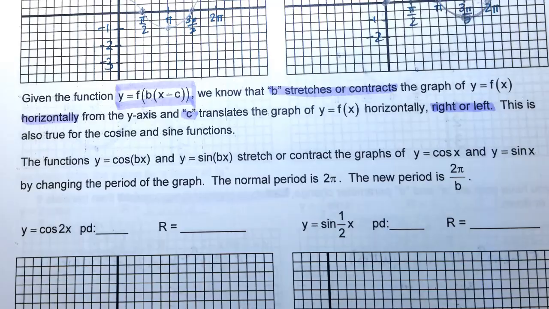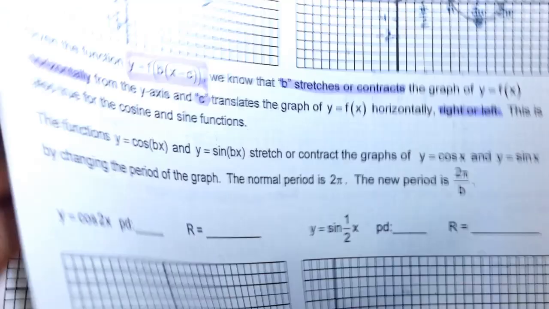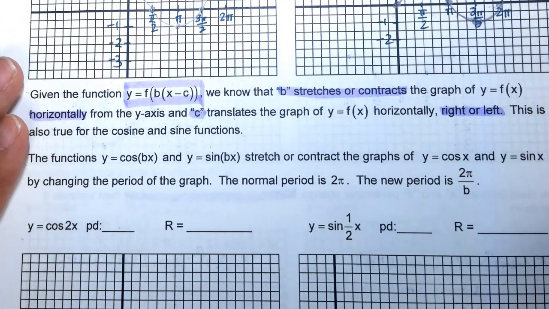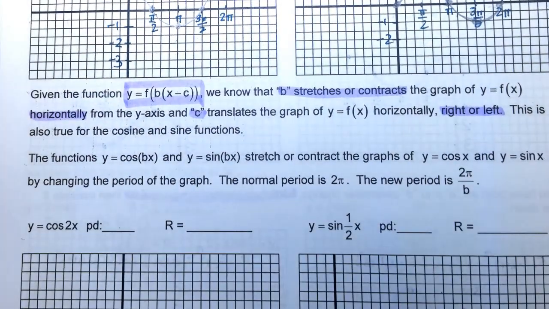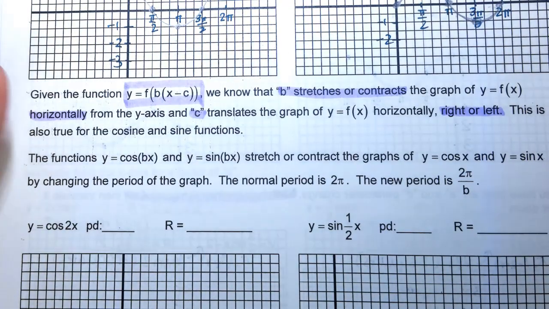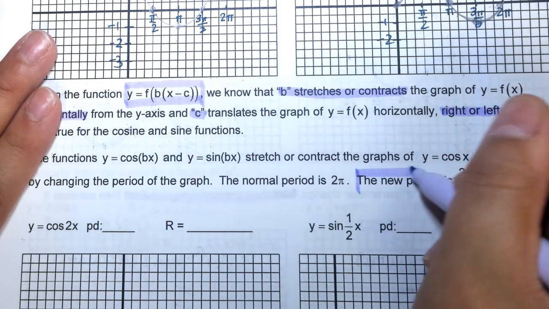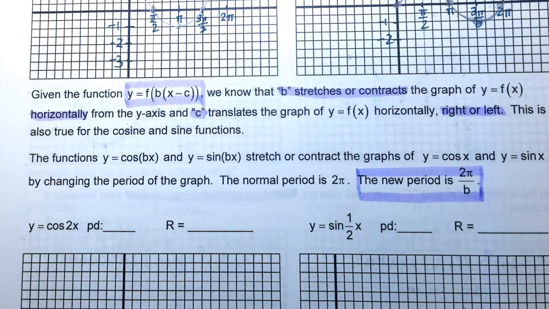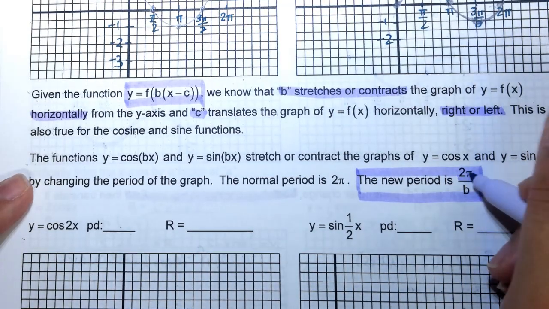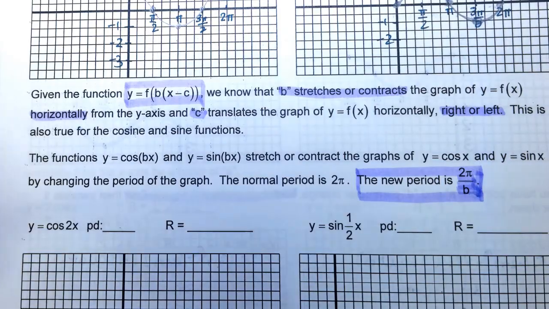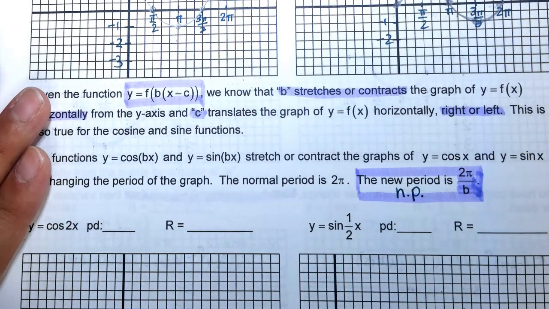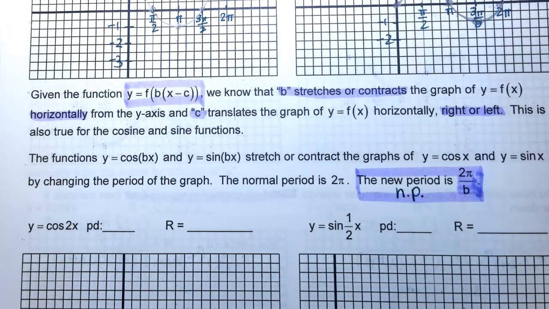Now, if we look at the front pages, what is a normal period for sine and cosine? 2 pi, right? Whenever we are stretching or contracting horizontally, we are no longer going to have a period of 2 pi. So to find the new period, we are going to use this equation: 2 pi divided by b. Instead of writing out new period, you're going to see me write NP, because I'm going to be a little bit lazy about it. Okay?